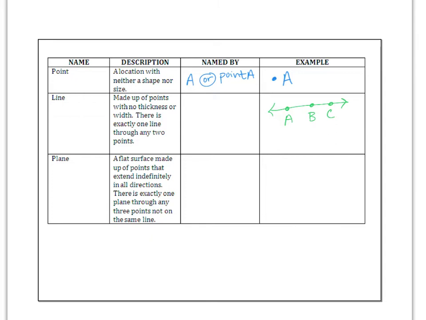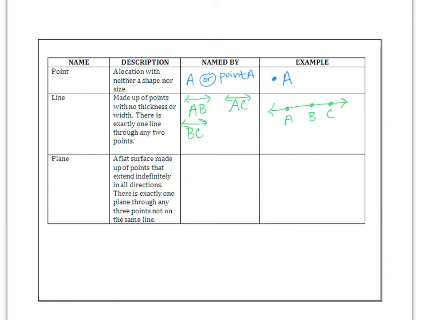So one way that I could name this line is I pick 2 of the points on it. So for instance, I could call this line AB with that double arrow above it. I could also call this line AC or line BC. So any 2 points, but you never use 3. You'll only pick 2 of the points on there.